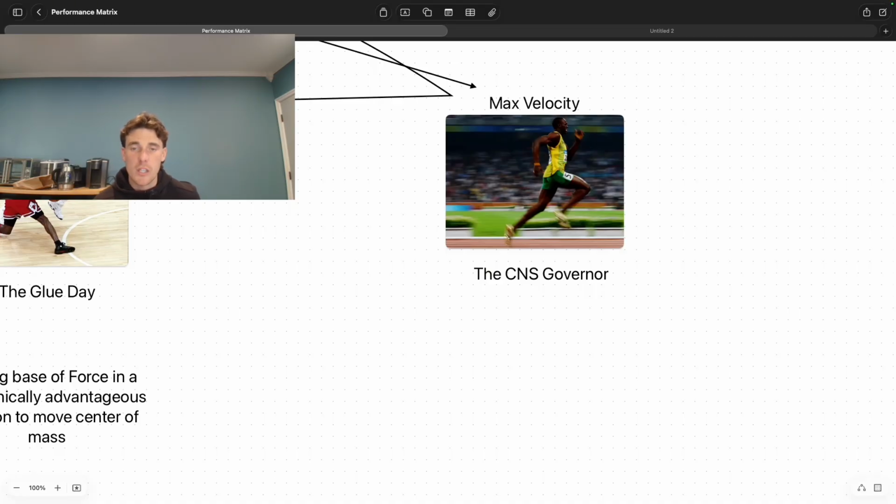Very true. But the issue with max velocity is that it can only be trained one or two times a week depending on where you're at in your training or your level of athleticism. If you're a young kid, you can sprint every day, but the older you get, the less you can sprint because the CNS will get burnt out from that sequencing and how much force you take on. It's a very high output stimulus. So you can only do it once or twice a week.